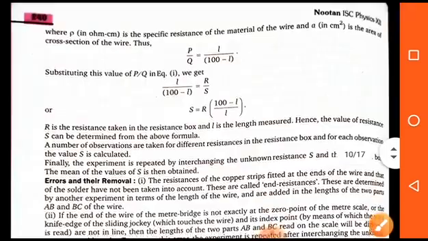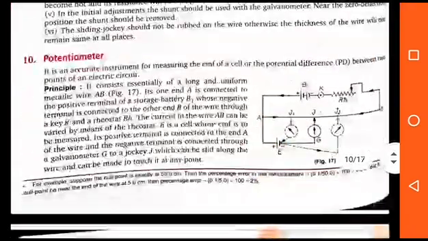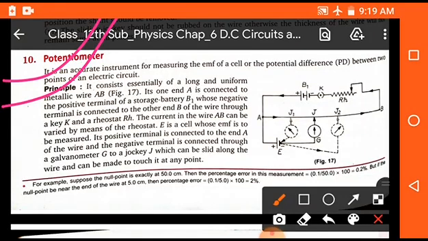Now students, the next topic is the potentiometer. This is also a most important topic, and the potentiometer is a very sensitive device. With its help we can determine or feel the presence of electric current. So in the case of the potentiometer, the construction is that there is a wire AB, and this wire is connected with the help of a rheostat, key and a battery in series.